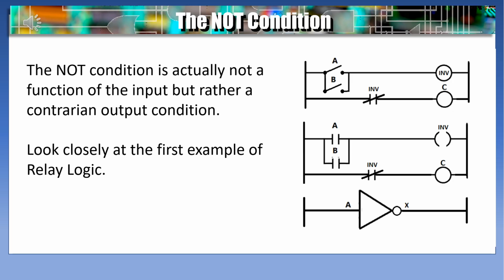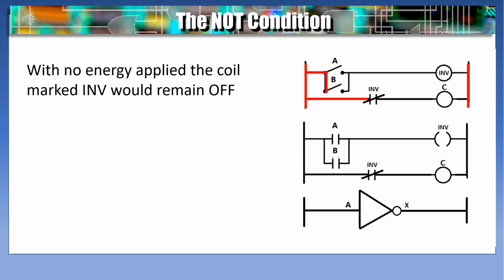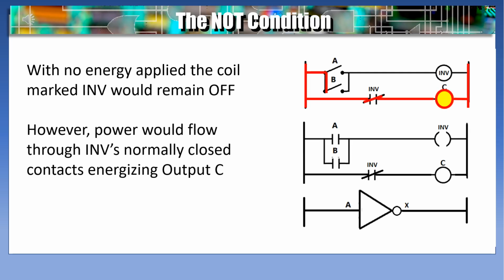Let's closely look at the first example of our relay logic. With no energy applied to the coil marked INV, it would remain off. However, power would still flow through the INV's normally closed contacts, energizing our output C. Normally closed contacts refer to the fact that when you first open the box, their natural position is to be closed. There's been no energy or change of state. So in this case, with the power off, those contacts would be closed, allowing the current to flow through.